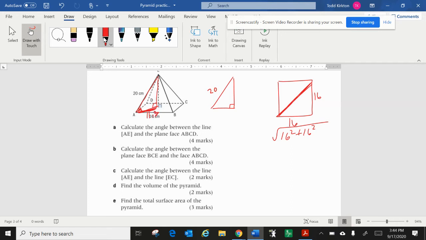Don't just take my word for it. So to find the angle, the cosine of the angle I'm finding is 11.3 over 20, which means I have an angle of 55.6 because I did inverse cosine. Okay, second question, calculate the angle between the face BCE, which is that right triangle there, and the face ABCD, which is the bottom.